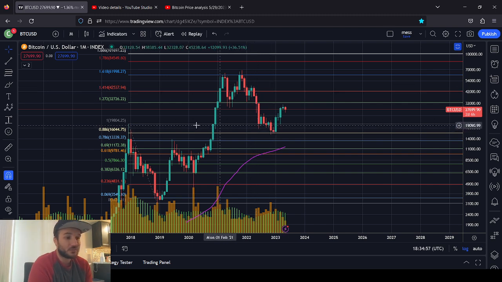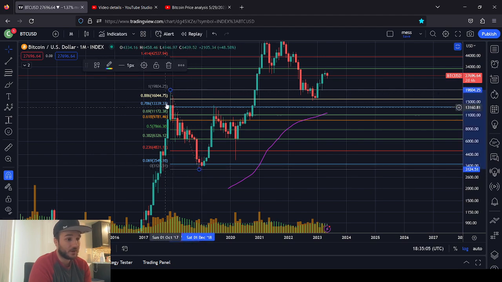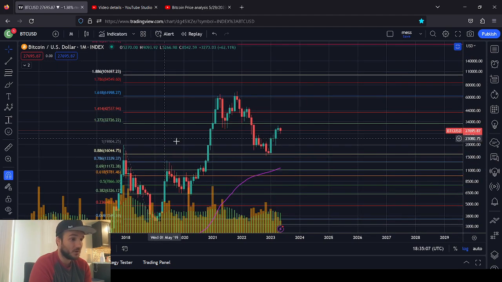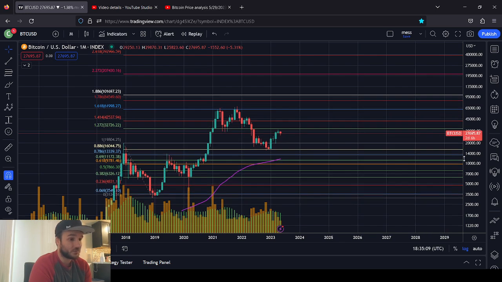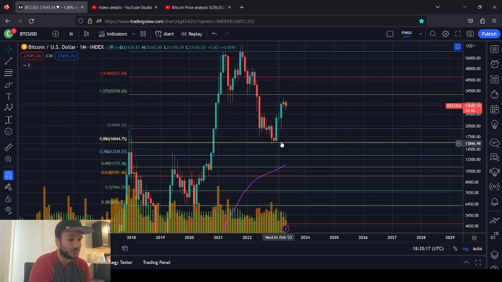Came down, found support on the 886. This is an 886. Again, this is all from this previous cycle's bull to bear top and low. And we're using this from 2017 all the way until now up in 2023. This is totally valid. This fib is being respected. Even to this day, it's still being respected.